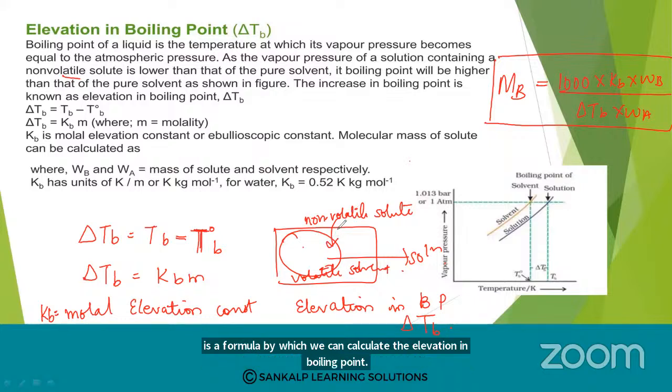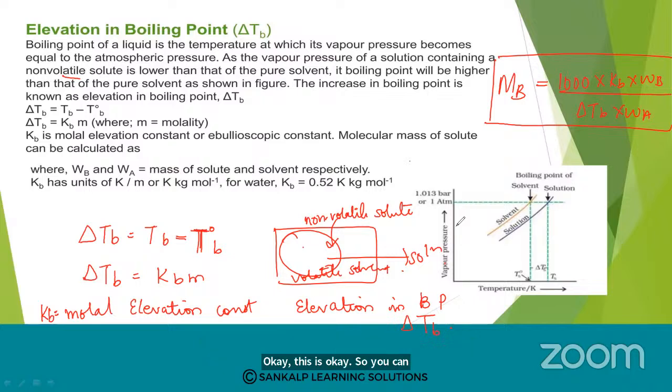So you can see the graph is given. Whenever you have a pure solvent, its boiling point is at this temperature. But when you have a pure solvent and with that you add a non-volatile solute, what will happen? The boiling point will be a bit higher. So for the solution containing a non-volatile solute in a volatile solvent, the boiling point is a bit higher.